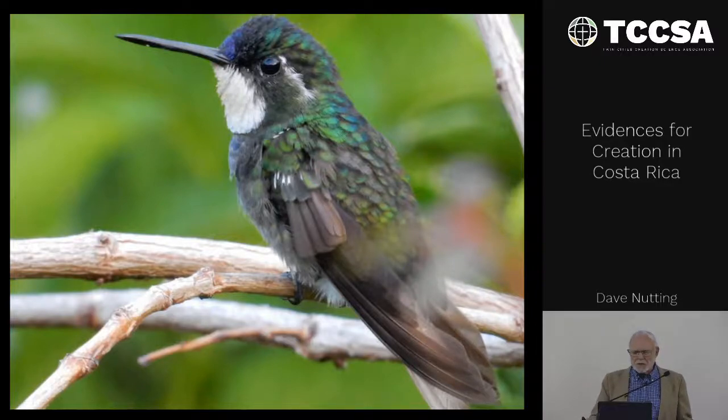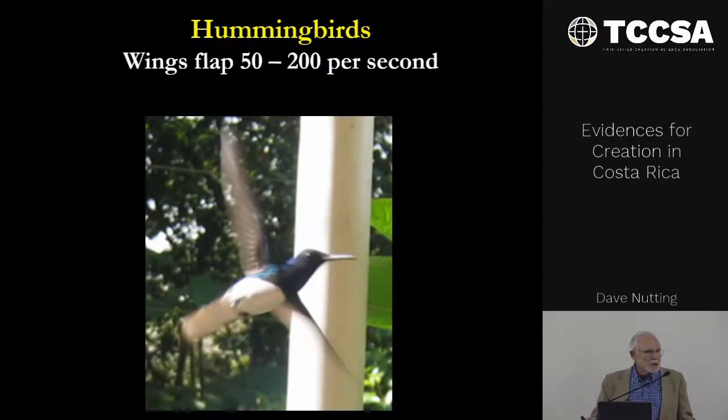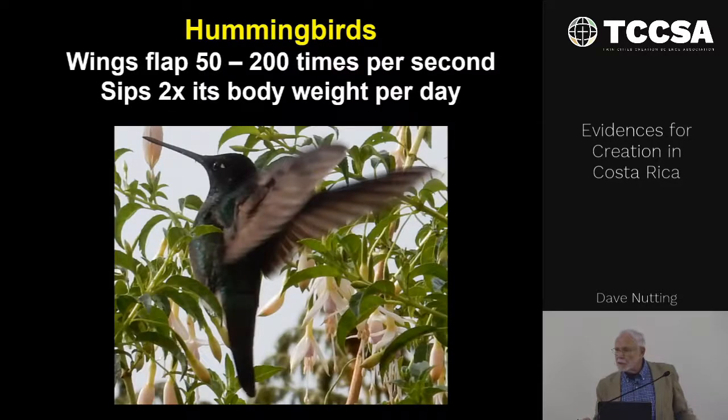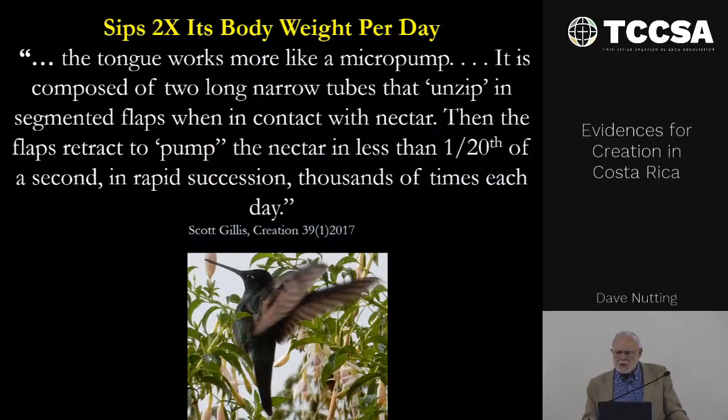Interesting thing about hummingbirds, they're really fun to watch, and we could see a lot of them in Costa Rica, all different varieties. They flap their wings about 50 to 200 times per second. And how many have ever heard, oh, I eat like a bird? If you hear that sometimes, say, a hummingbird? Why? Because a hummingbird sips at least 1.5 and up to 2 times its body weight per day of nectar. That's a lot of intake, isn't it?